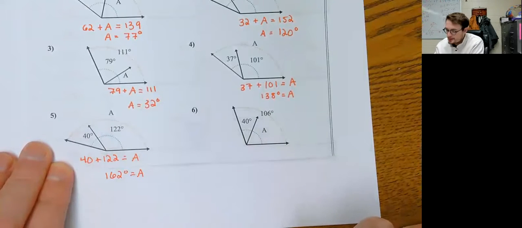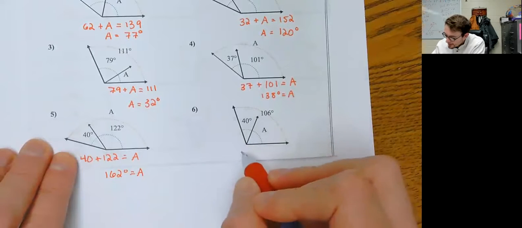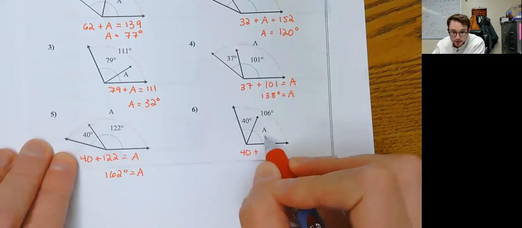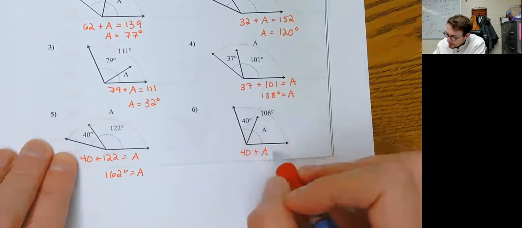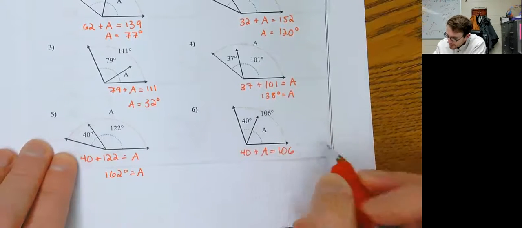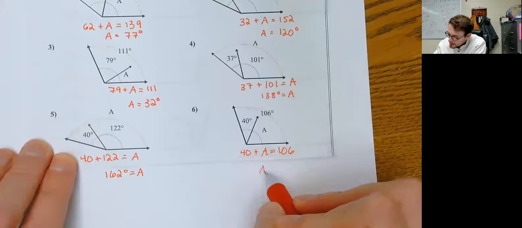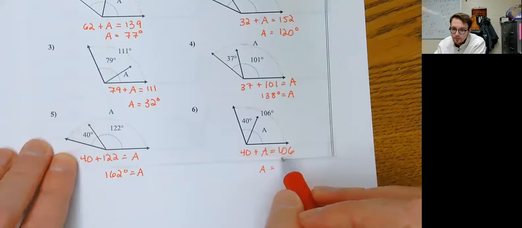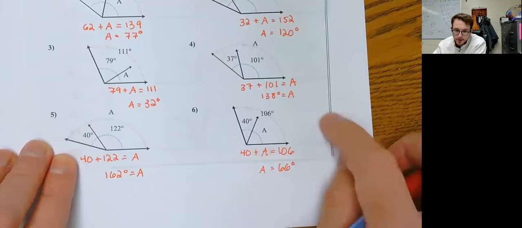All right, awesome. So last one, we get the little angle, which is 40, plus the other little angle, which is A in this case, equals the whole angle, which is 106. In order to solve for A, we need to subtract 40. So A equals, subtract 40 from both sides, and you get 66 degrees.